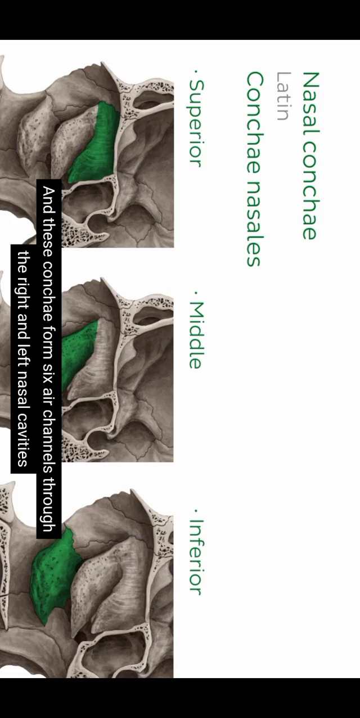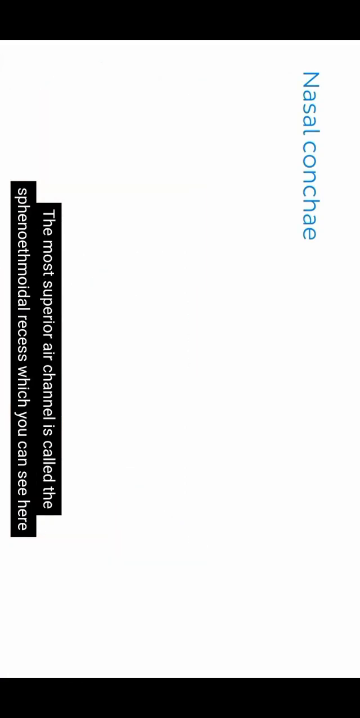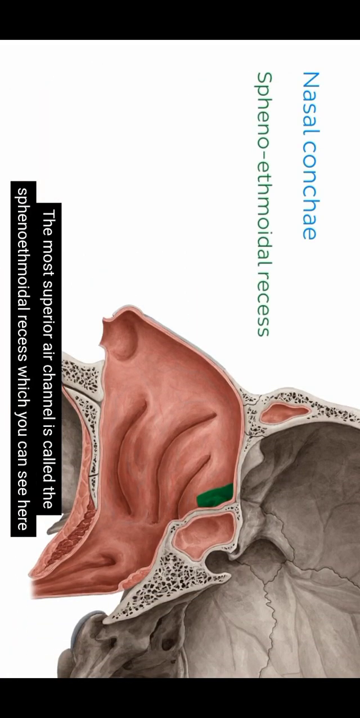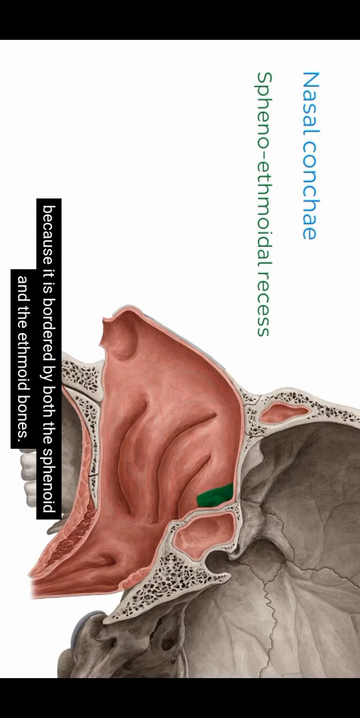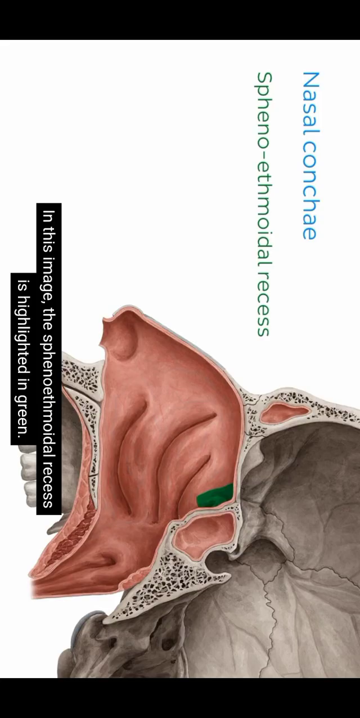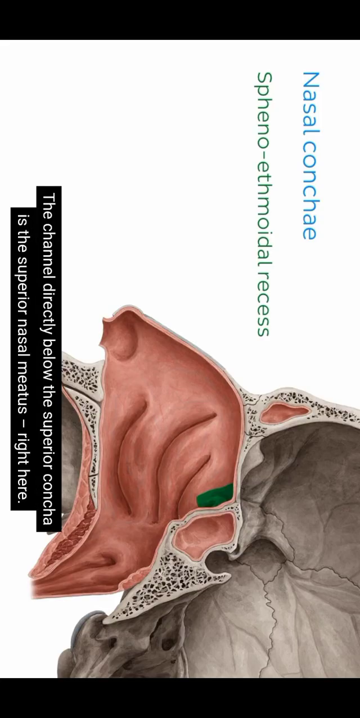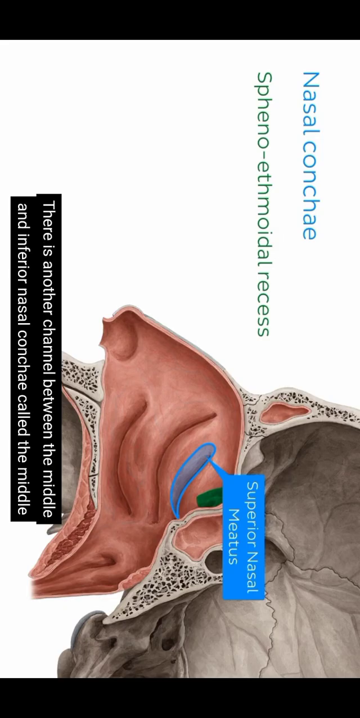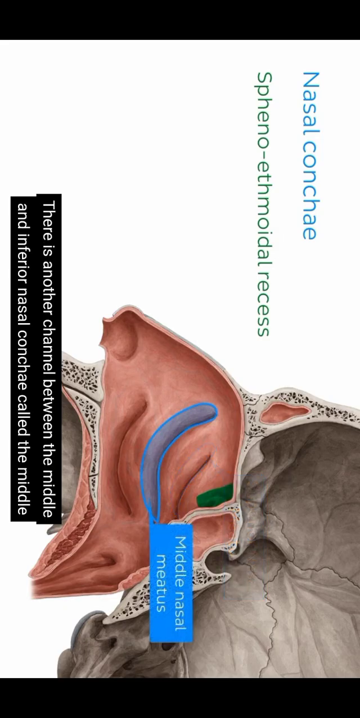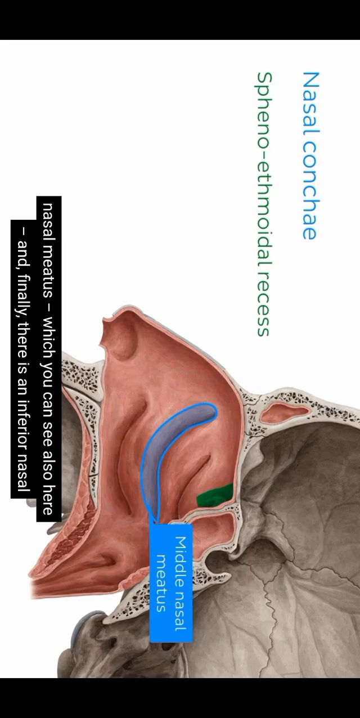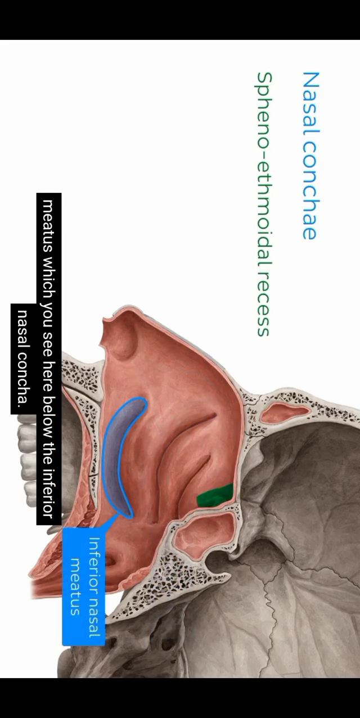And these conchae form 6 air channels through the right and left nasal cavities. The most superior air channel is called the sphenoethmoidal recess, which you can see here, because it is bordered by both the sphenoid and the ethmoid bones. In this image, the sphenoethmoidal recess is highlighted in green. The channel directly below the superior concha is the superior nasal meatus, right here. There is another channel between the middle and inferior nasal conchae called the middle nasal meatus, which you can see also here. And finally, there is an inferior nasal meatus, which you see here, below the inferior nasal concha.